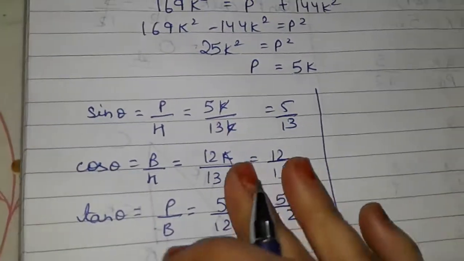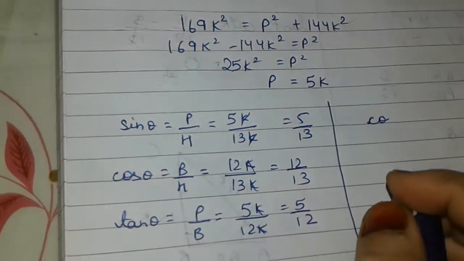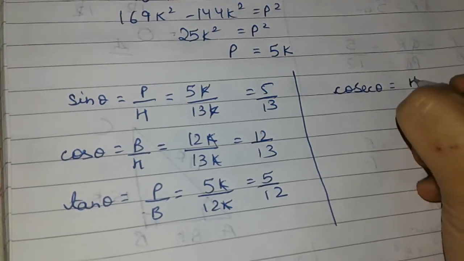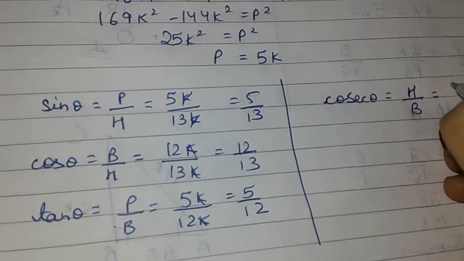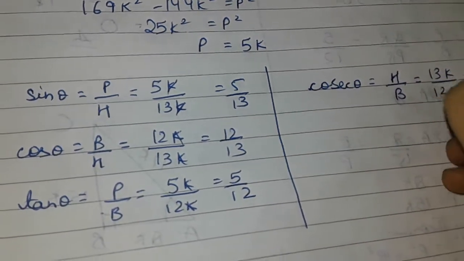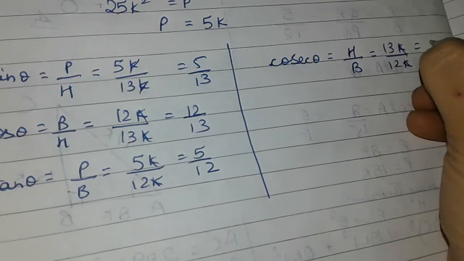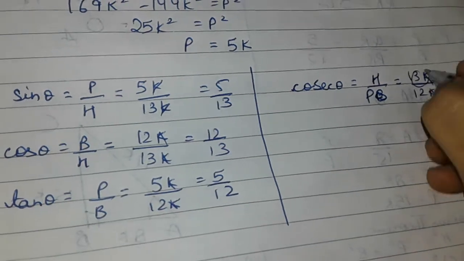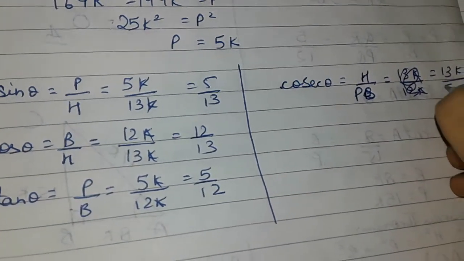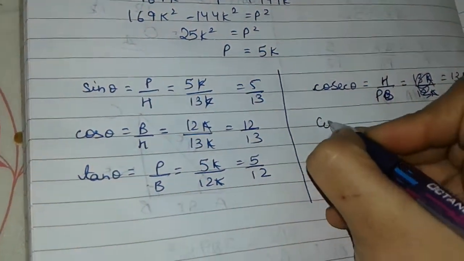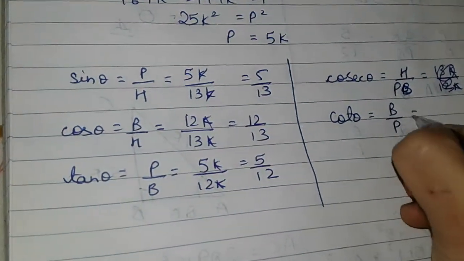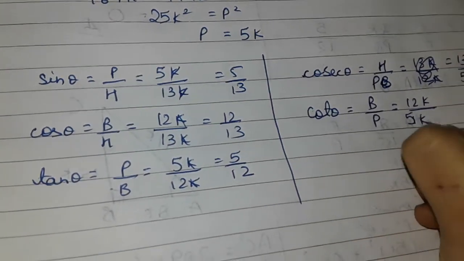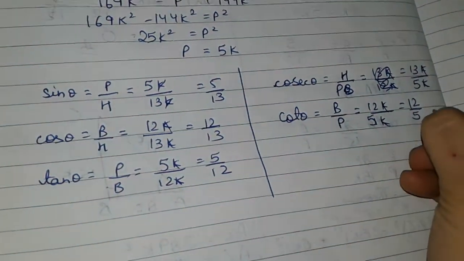Now find cosec theta. Cosec is hypotenuse upon perpendicular, so it will be 13k upon perpendicular 5k, which is 13 upon 5. And cot theta is base upon perpendicular. Base is 12k and perpendicular is 5k, 12 upon 5. Answer.